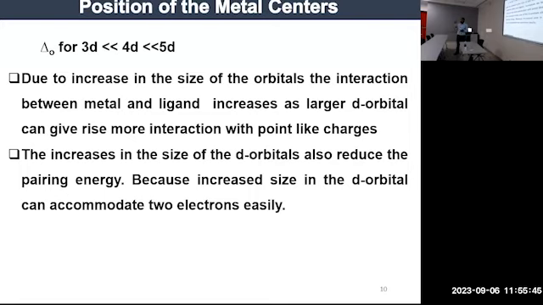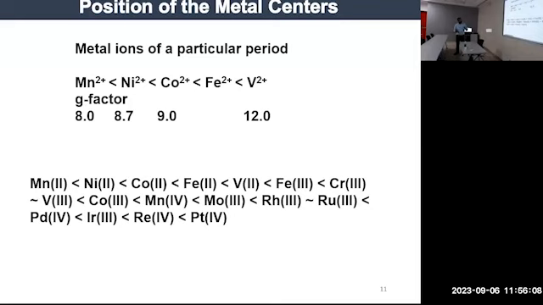Next, these are G factors. This is for different metals. This is actually the spectrochemical series, but you don't need to remember all of it. The main message is that with increasing oxidation state, you get a larger delta value.